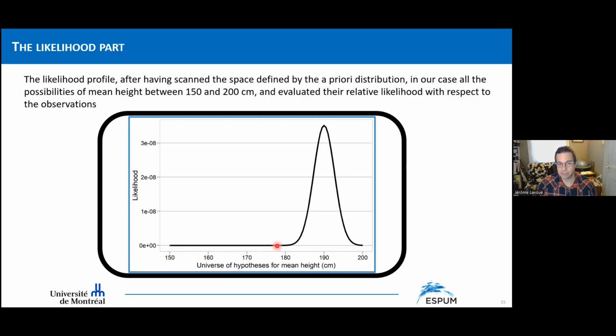And you see that as we approach the range of values that look like my observations, the likelihood increases, and then it is maximum for a hypothetical mean of 190 centimeters. And then it goes back down. So this is what my observed data suggests.